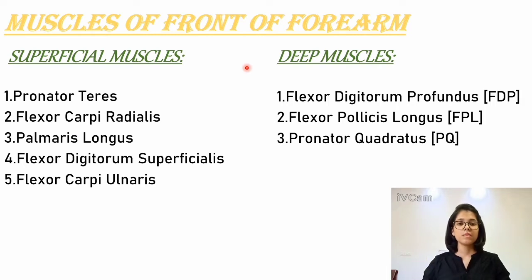Now, in the forearm, this nerve gives one branch, the anterior interosseous nerve, that supplies the deep muscles of forearm that include FDP, that is flexor digitorum profundus. So here only the lateral part of FDP is supplied by this nerve, as this muscle is a hybrid muscle supplied by two nerves, median and ulnar. So only lateral half of FDP is supplied by the median nerve. Next, we have FPL, that is flexor pollicis longus, and then pronator quadratus.